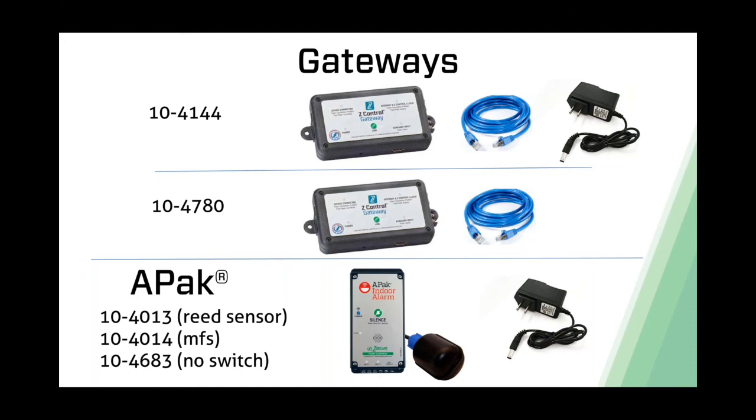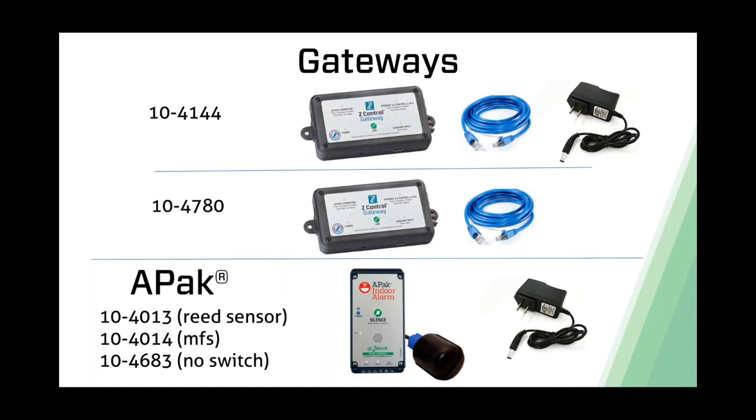You've got a 10-4144 that will come with that power adapter, and the 10-4780 does not come with the power adapter. Now you see a Cat5 cable in that picture with the 4780. If you're using it strictly to monitor dry contacts, you won't even use that cable, but it comes with it. So you'll just discard it or use it with something else.